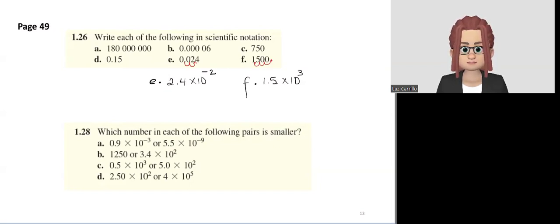Take a moment and practice with letter B and letter C.